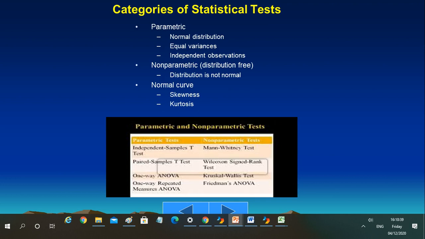Now, categories of statistical tests: there may be parametric tests or non-parametric tests. Within parametric tests, there are normal distribution, equal variances, and independent observations. Then non-parametric tests are distribution free, where the distribution is not normal and the curve shows skewness or kurtosis. We will discuss this also.